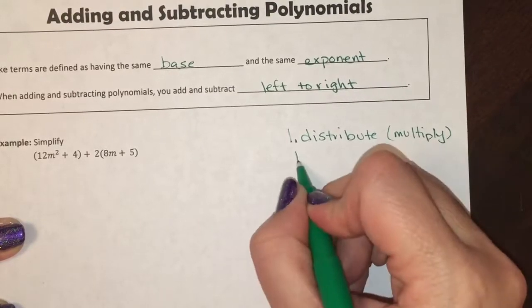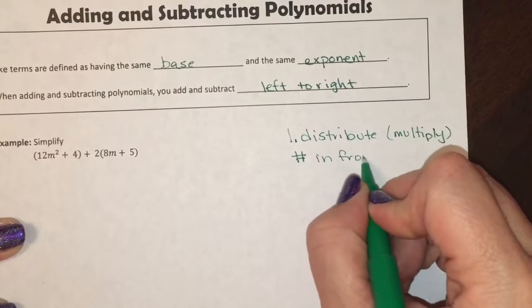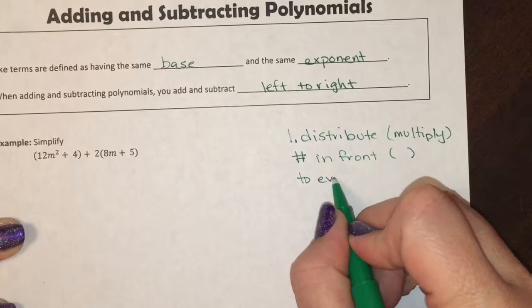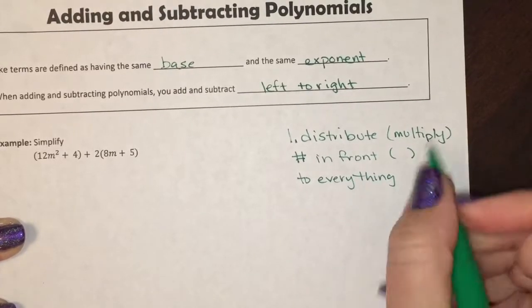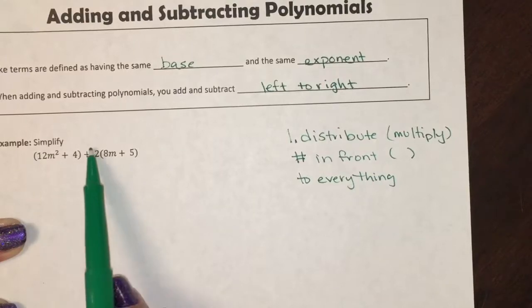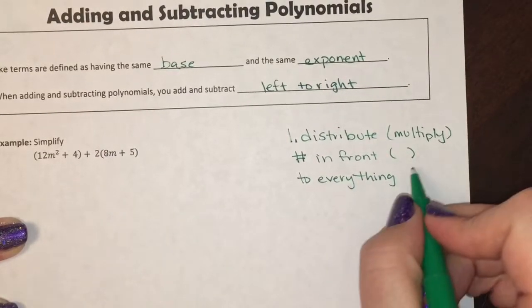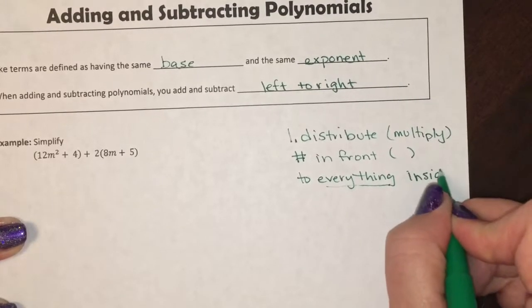You want to distribute the number that is in front of the parentheses to everything inside the parentheses, to everything. Now, some of y'all, when we distribute, you'll distribute for the first one, but you won't do the second one, and that's where y'all mess up on tests, so cut that out. We want to distribute to everything inside the parentheses.